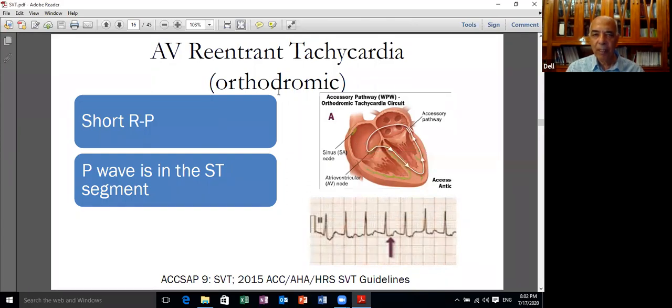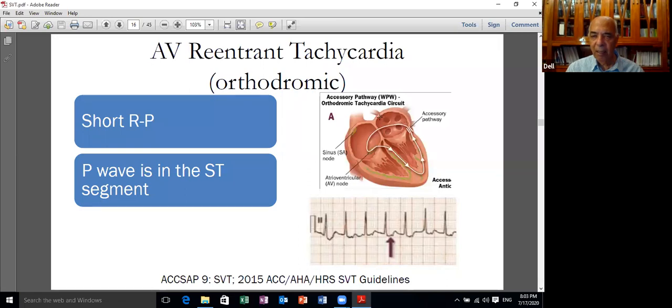The orthodromic, ortho in relation to the AV node, is characterized by a short RP tachycardia. So under these circumstances, the ventricle gets activated, and after the ventricle gets activated, the atrium gets activated. This is still a short RP, but as you see, the distance between the R and P will be longer than in AV nodal reentry tachycardia, more than 70 milliseconds. So 70 milliseconds and below favors AV nodal reentry tachycardia, 70 milliseconds or more favors AV reentry tachycardia.